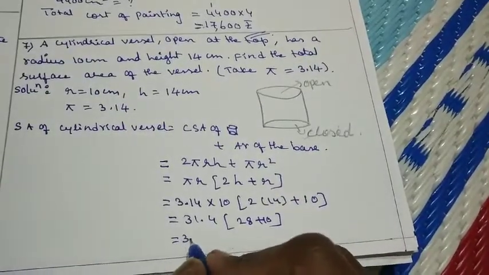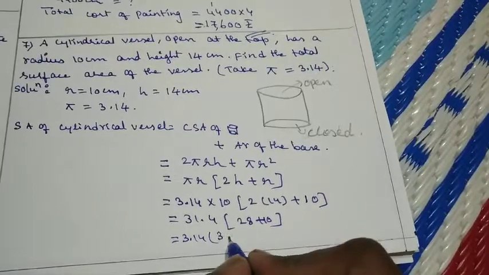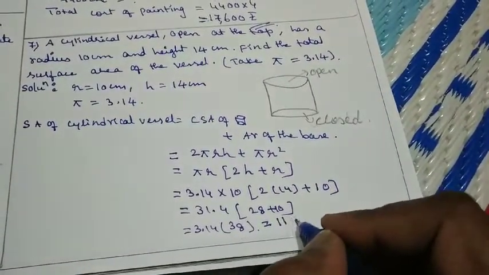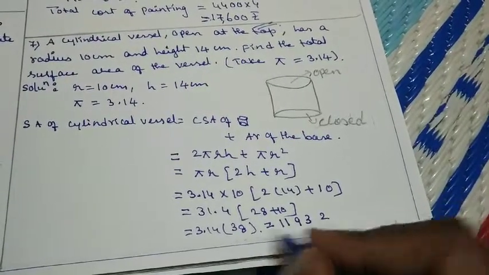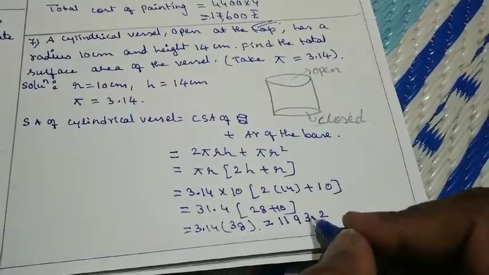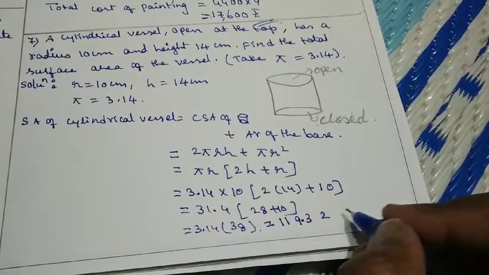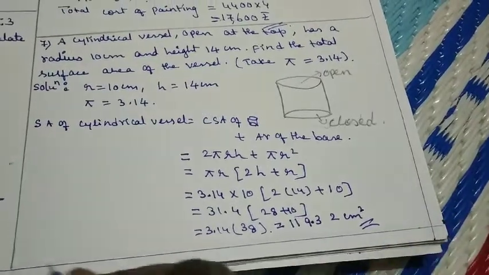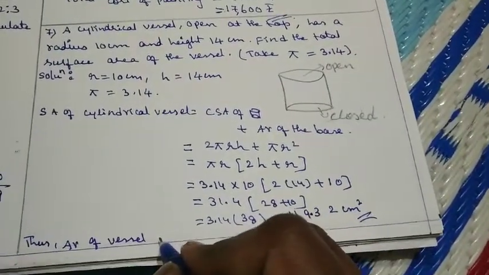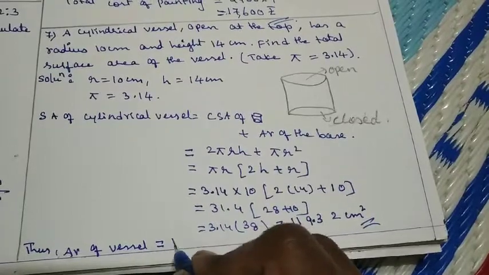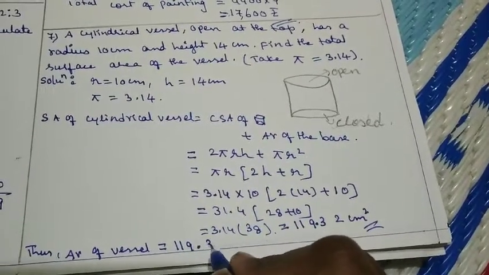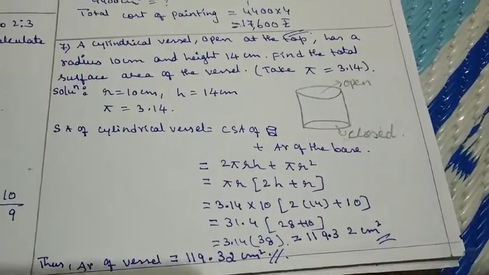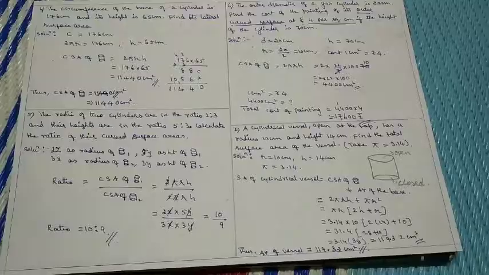Then 3.14 into 38, multiply, which equals 11932, but after decimal point we have 2 digits here, so 119.32, and the unit is in centimeters, so centimeter square. Thus area of vessel equal to 119.32 centimeter square. Now we'll move to 8th question.